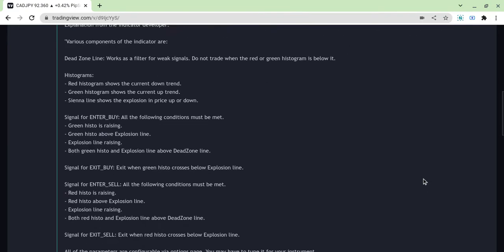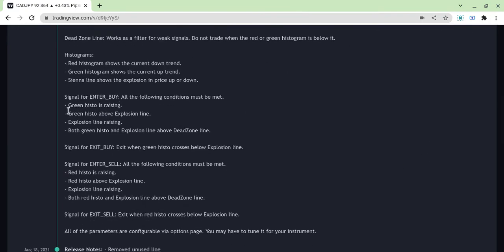So here's a signal to enter a buy. When the green histo is rising, all these conditions must be met. By the way, the green histo needs to be rising. The green histo needs to be above the explosion line. The explosion line needs to be rising. And both the green histo and the explosion line must be above the dead zone.